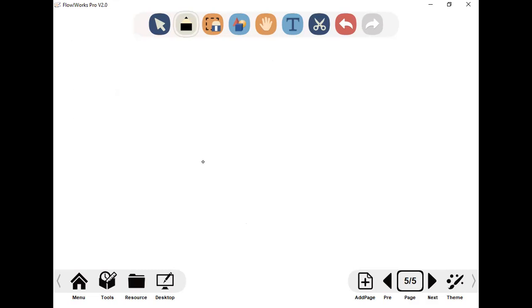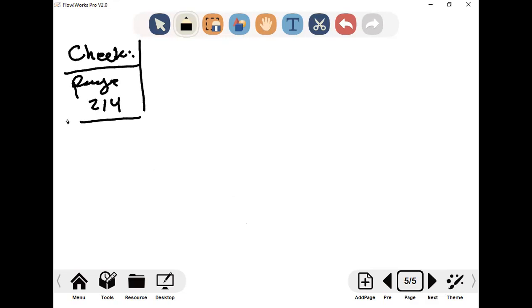You can make it in your copybook. Check page 214. Read. Describe the end behavior, domain and range of f of x. You can say y equal. You can say f of x equal f of x. Y equal what?